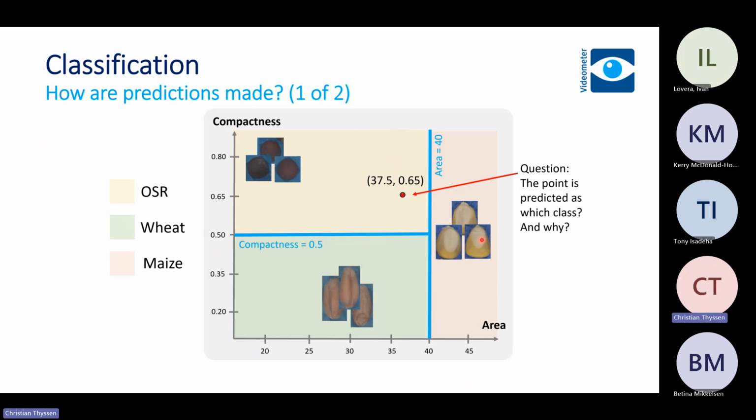So how are predictions then made? More specifically, if I now go out and get a new seed and I measure the area as 37.5 millimeters squared and the compactness, which class does the model predict and why? And the answer is that since this point falls within the OSR region, this one is predicted as OSR.